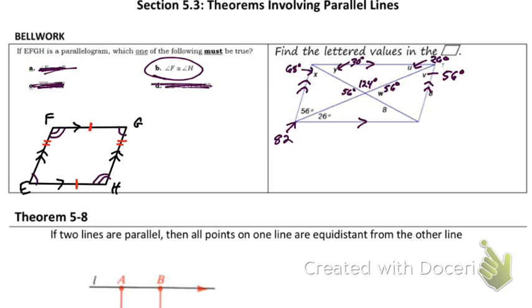Is it okay? There's two ways to do something? Yeah, as long as you're doing things correctly and you're not making up your own rules. All right, questions on the bell work?